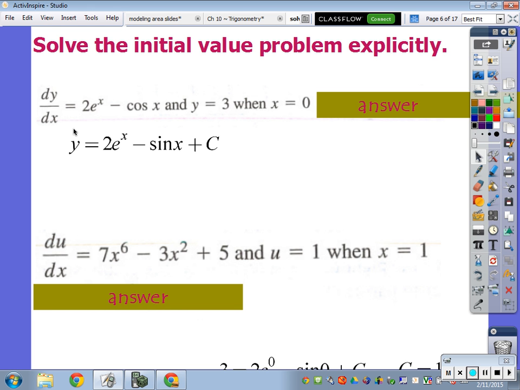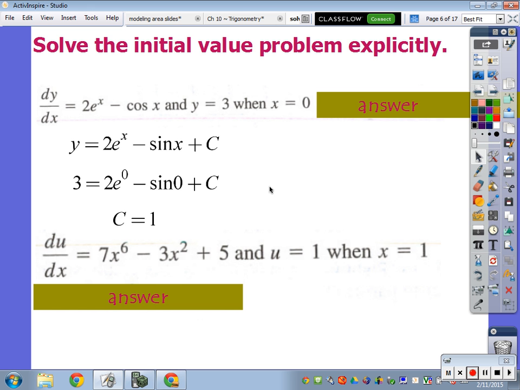So you plug in 3 for y, 0 for x, and that would look like this, where you have 3 equals 2 times e to the 0 minus sine of 0 plus c. And if you simplify this, 2 times e to the 0 would equal 2 because e to the 0 is 1, and sine of 0 equals 0. So you have 3 equals 2 plus c. Subtract 2 from both sides, and c would equal 1.